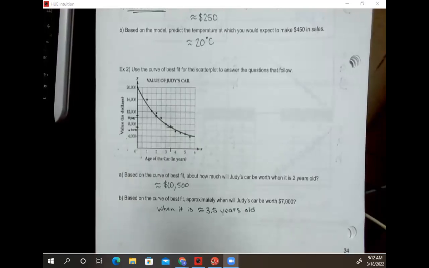Questions for me so far? So if I have that model, I can use it to make some estimations, okay? No matter which variable I know, I can find the other one.